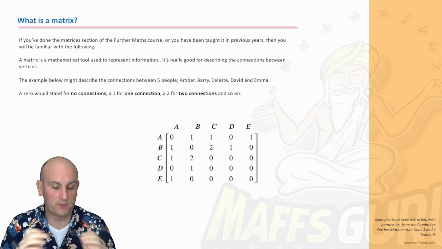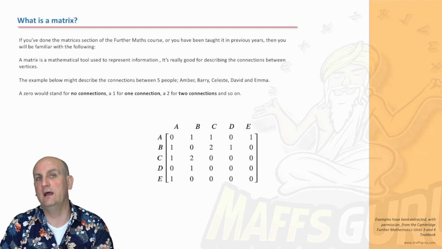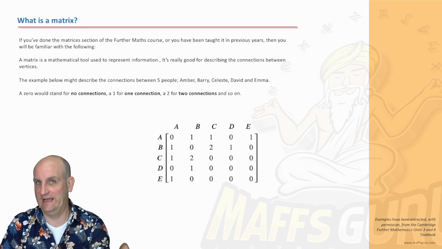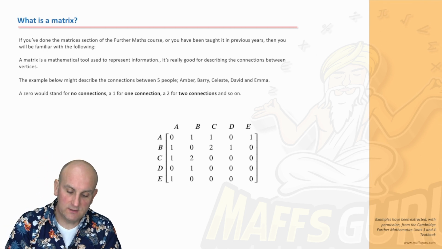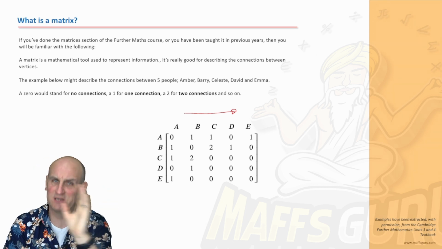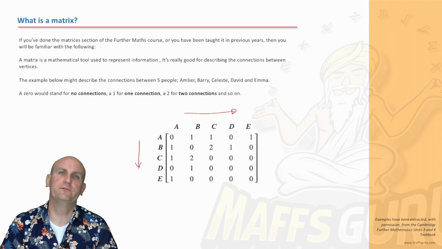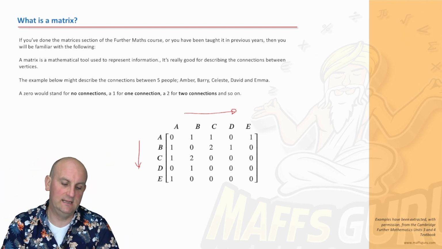So for example, we have a section here. There are 5 people, and we're trying to work out how they communicate with each other. So there's Amber, Barry, Celeste, David, and Emma. Just so happens to be A, B, C, D, and E. We are looking for the number of connections between them. And what you'll notice is we have the letters both on the rows, which, that's a column, I get it wrong every single time, and on the columns. Anyway, so we've got A, B, C, D, E along the top and A, B, C, D, E on the side.